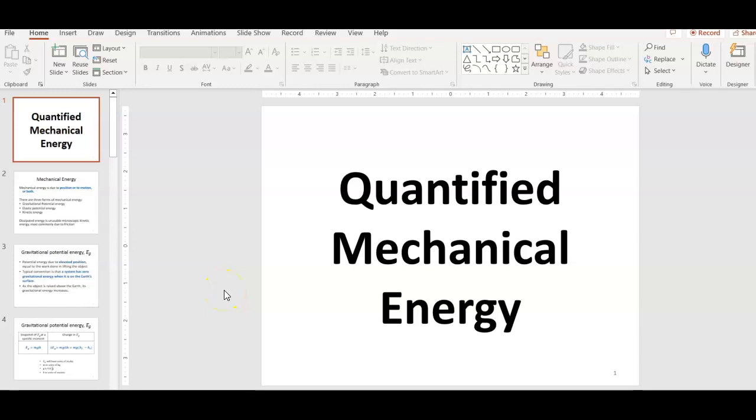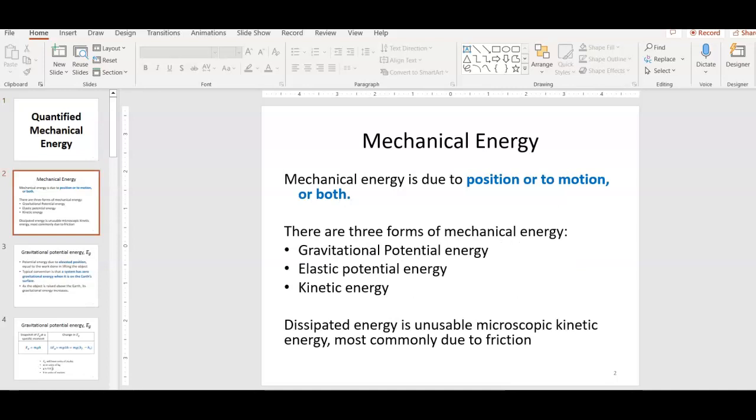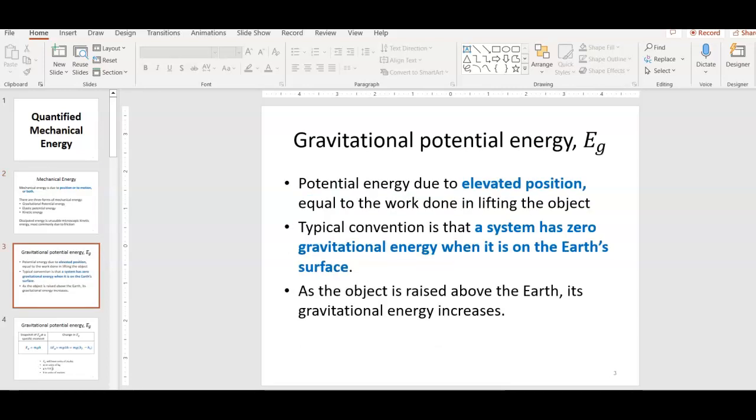This webcast talks about how to quantify mechanical energy, meaning now we're going to learn how to calculate specific amounts of each type of energy. So we are still talking about mechanical types of energy, which would be gravitational potential energy, elastic potential energy, kinetic energy, and dissipated energy. So first, let's talk about gravitational potential energy, or EG.